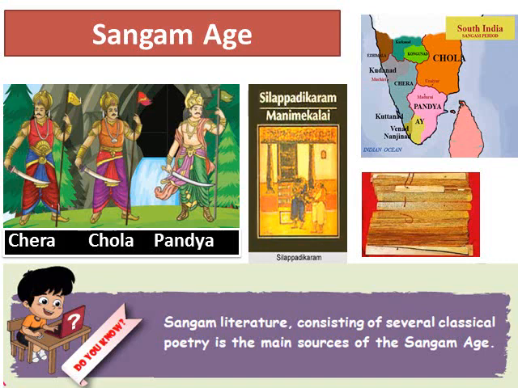And you children, Sangam literature, that is the writings of that period, consisting of several classical poetry, is the main source of the Sangam age. We come to know about the Sangam age and how it was from the different poetry and the writings of that age, and that is called Sangam literature. The writings of poems and books is called literature, and from the books written during that time we come to know about the Sangam age and how it was important in our history.